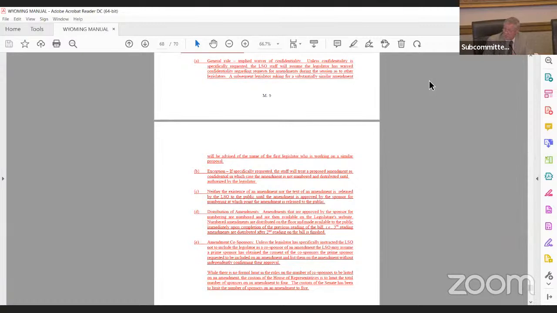Again, the point is just to get the public and members more notice. We're done with second reading. Here's what's coming on third reading for the bill. You can go home and have dinner, talk with constituents over the whole thing. You know what's coming up for third reading. And again, that's reflected in the manual. And it's historic practice now, or at least recent practice, in the Senate.